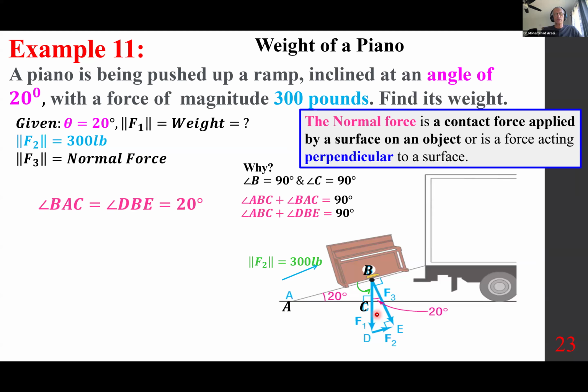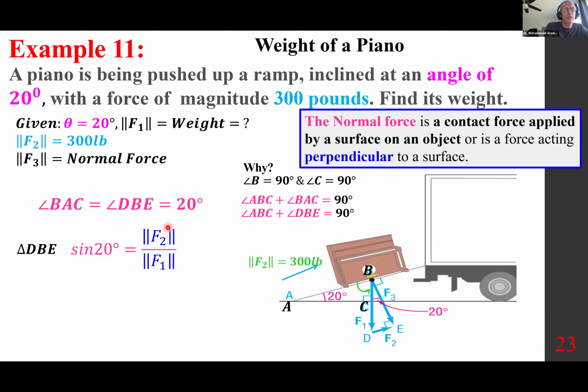Now, if we look at DBE, this is the triangle DBE. This angle, sine of 20 degrees, is the opposite, F2, over the hypotenuse, F1. So sine of 20 degrees is the opposite over the hypotenuse, F2 over F1, the magnitude. So what is sine of 20 degrees? You have to get it from the calculator.